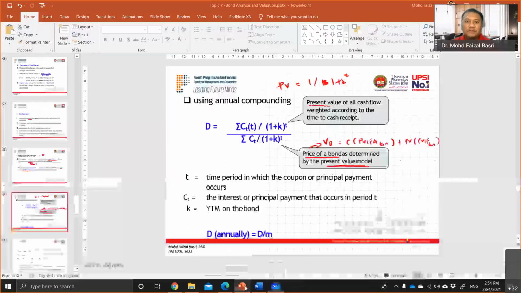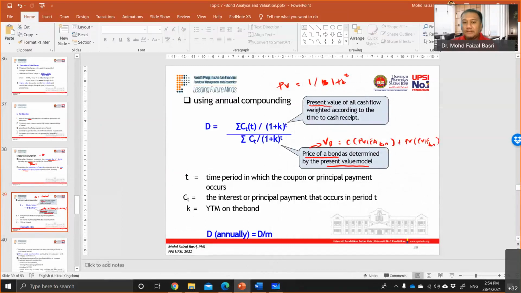The one that we calculated here is actually this part. If you go back to the formula, it's this part, which is the sum of the present value of the coupon together with the principal. The C refers to interest or principal or both.